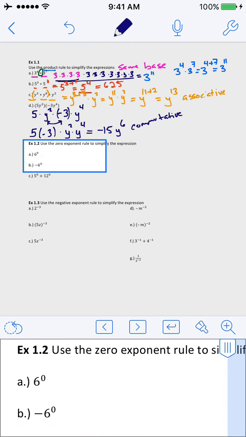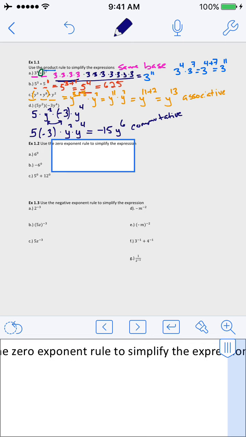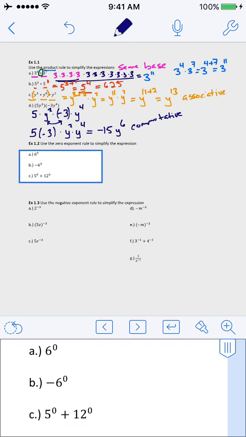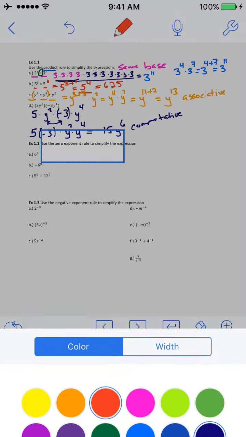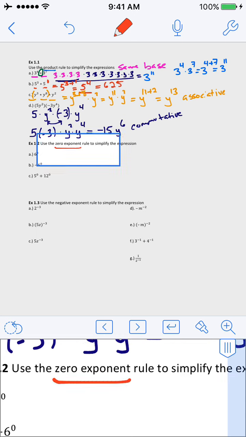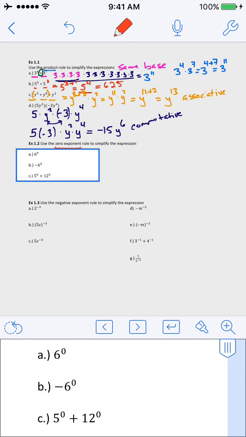Okay, example 1.2, using the zero exponent rule to simplify the expression. So this rule is slightly different, right? It involves a zero in the exponent. I know, big shocker, right? So zero exponent rule says that when you have something to the zero power, anything to the zero power, it's equal to what? Anyone remember what it is equal to? Something to the zero power. Every single time it's equal to the same thing.